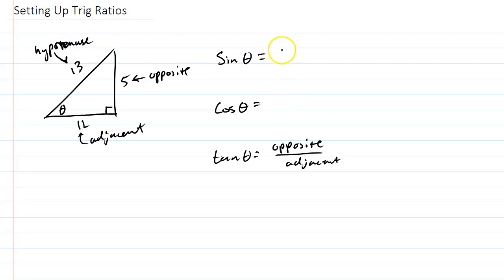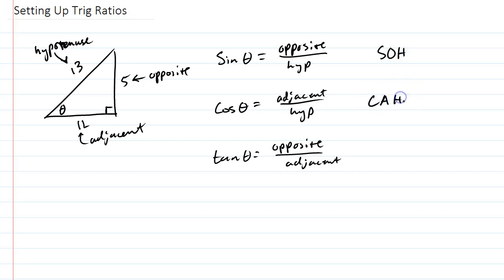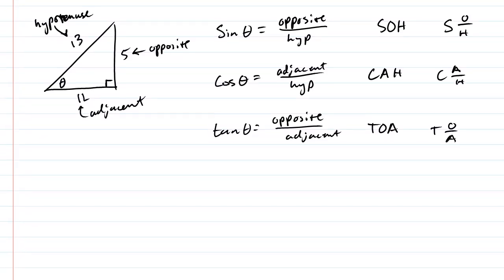So sine is opposite over hypotenuse. Cosine is adjacent over hypotenuse. And we just have to memorize this. So some people have come up with the acronym. Sine is opposite over hypotenuse. Cosine is adjacent over hypotenuse, and tangent is opposite over adjacent. So that's how you set them up. You're going to set them up exactly the way you do with tangent, but there's more options here.